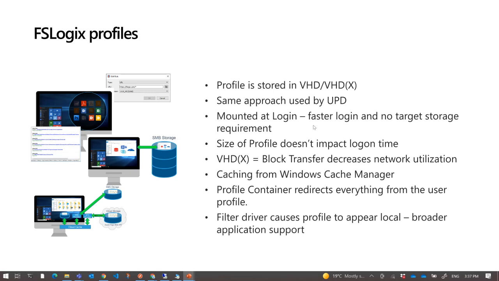What it does is create a VHD or VHDX as a file profile container. So when you install this service and you configure FSLogix, there are group policy settings, which I'll show you in a moment. You can configure them, and with that configuration, your VHD or VHDX profile, based on what you select in your group policy, gets created. It uses the same approach as the user profile disk, which is UPD, and it basically mounts it when you log in.